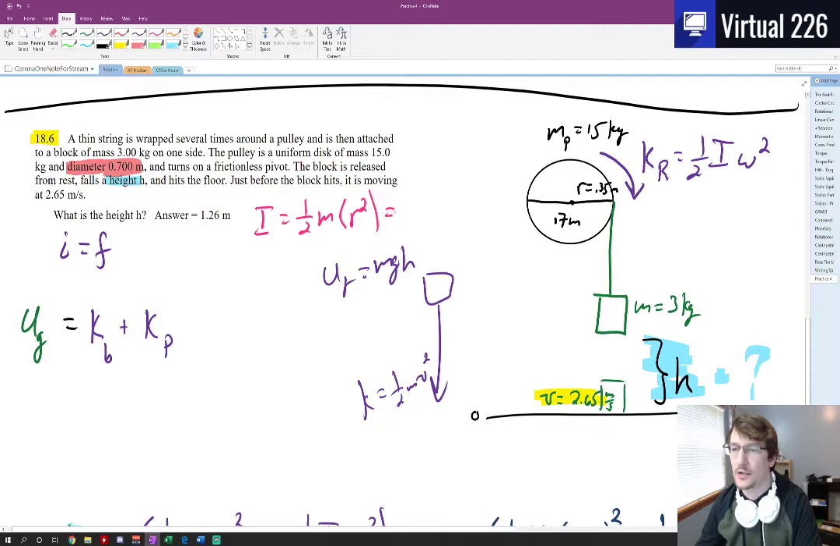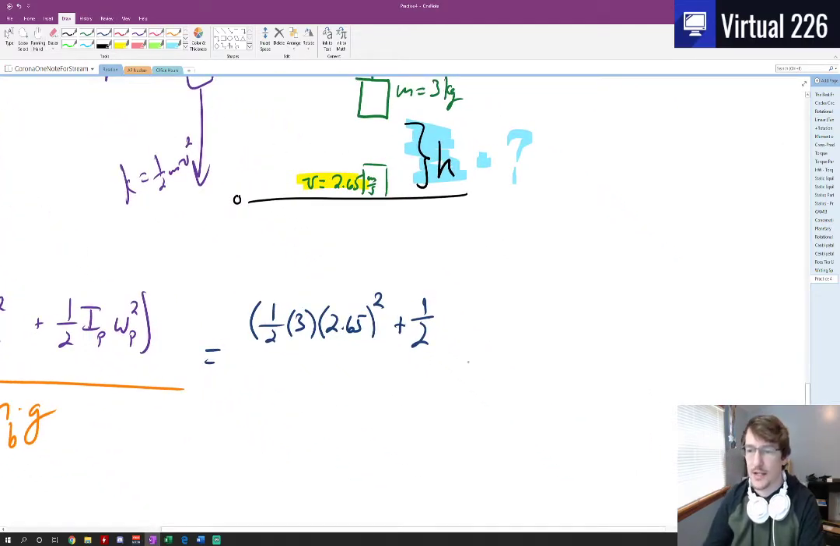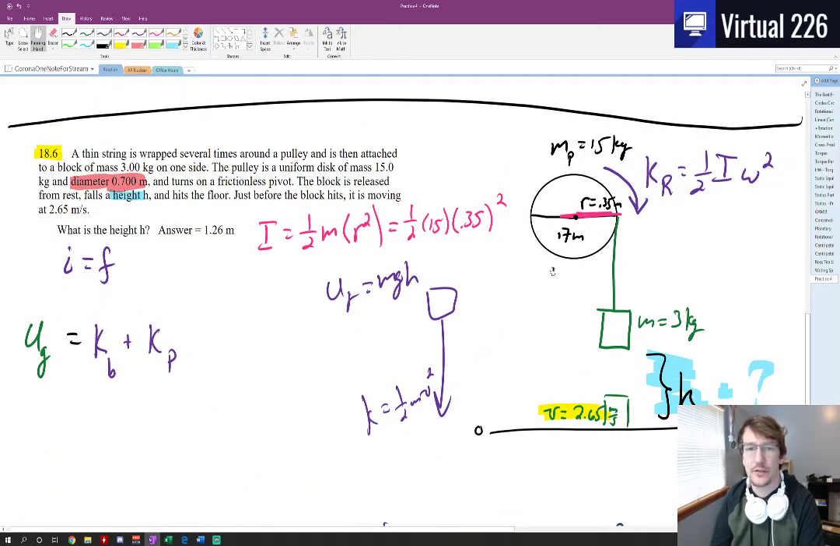So in our case here, this is going to be 1/2 times 15 times 0.35, the radius squared. So let's take that big quantity and just tuck it down here. So 1/2 times the moment of inertia of the pulley, which is 1/2 times the mass, which was 15, times 0.35 squared. So it's 1/2 mr squared, and that right there is the moment of inertia of the pulley. And then our omega, our final angular velocity squared of the pulley.